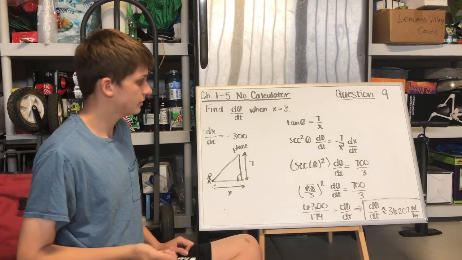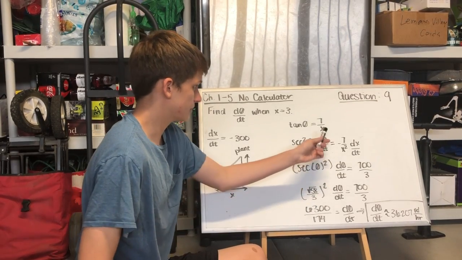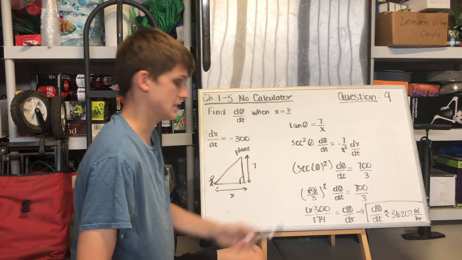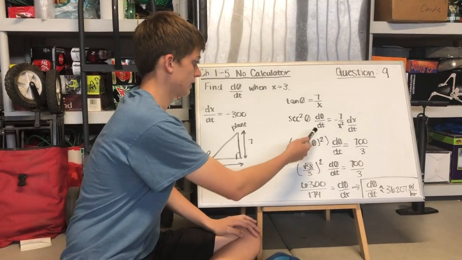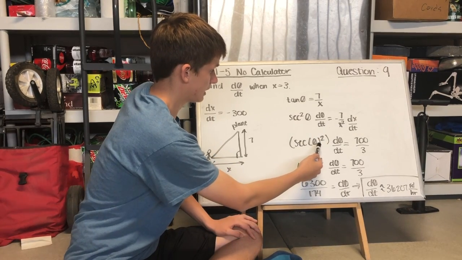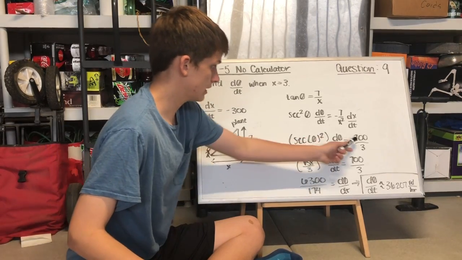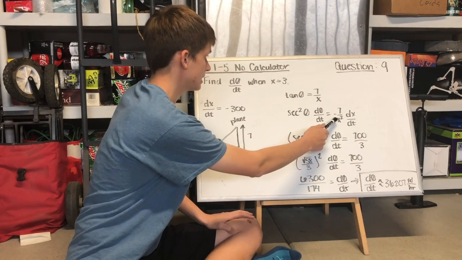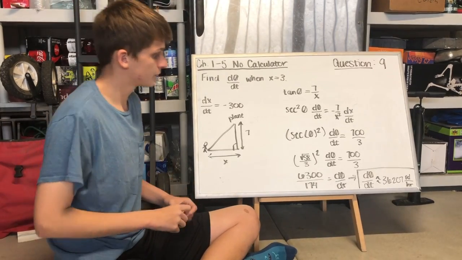So when we do the derivative of this, we have secant squared theta d theta over dt, and then the derivative of 7 over x is negative 7 over x squared, and then we have the dx over dt because we took the derivative. So now we can quickly simplify this side to just secant of theta squared in parentheses times d theta over dt. And in this step right here, I just plugged in both negative 300 and 3 to get 700 over 3, so I skipped a step there.